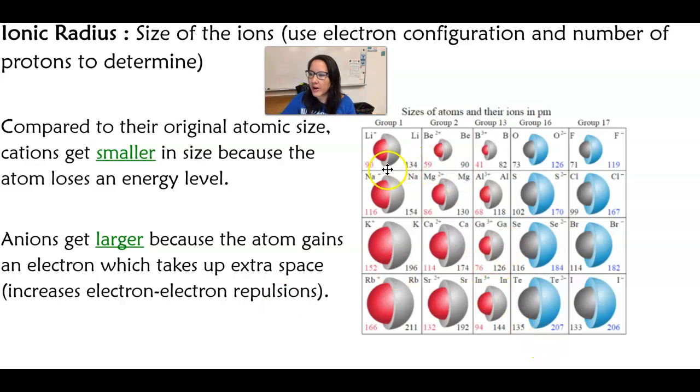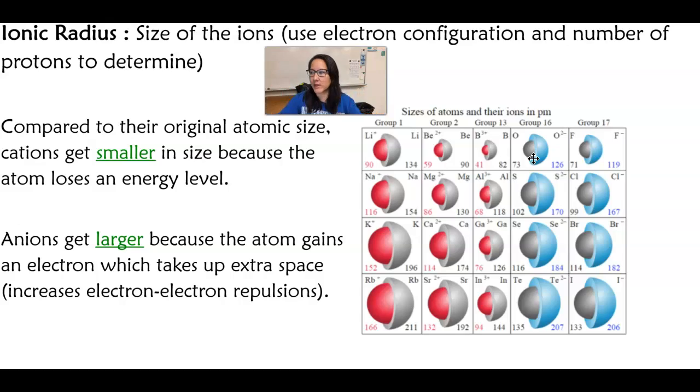So if we look at the chart here, it's showing you the neutral atomic radius for lithium is 134, and then when it becomes a +1, which is a cation, it has a radius of 90. So the radius got smaller. Over here, neutral oxygen has a radius of 73, but when oxygen gains 2 electrons and becomes an anion with a -2 charge, its radius becomes 126. It got larger, because as you add electrons, they have to spread out and make room for the new electrons.